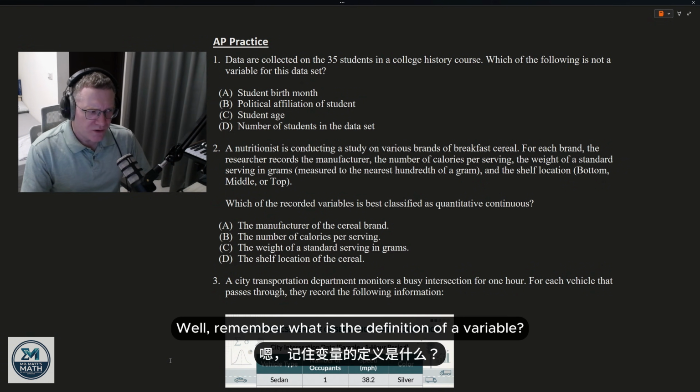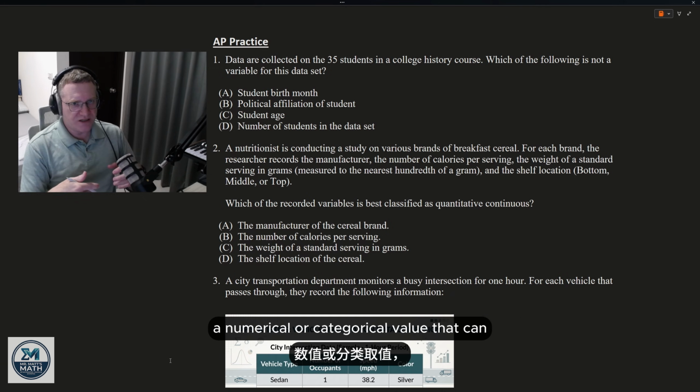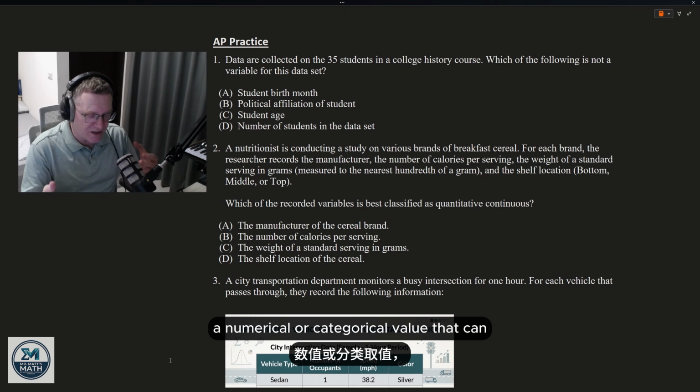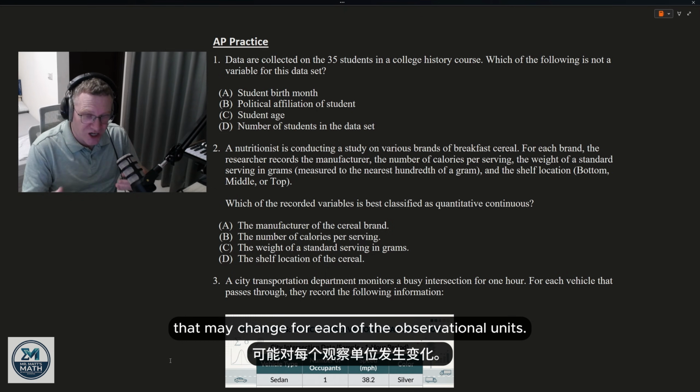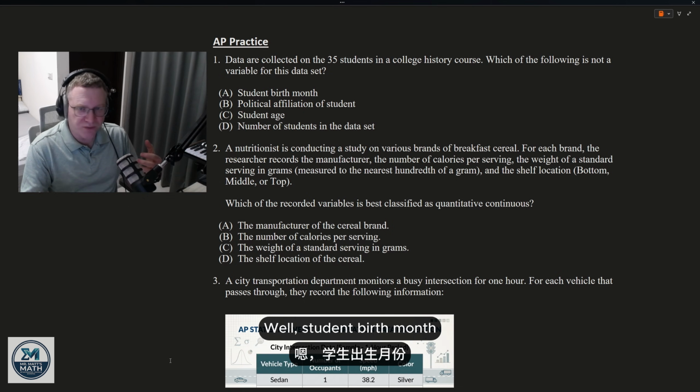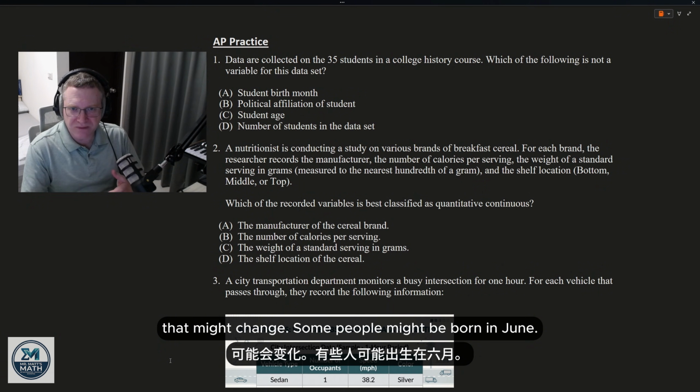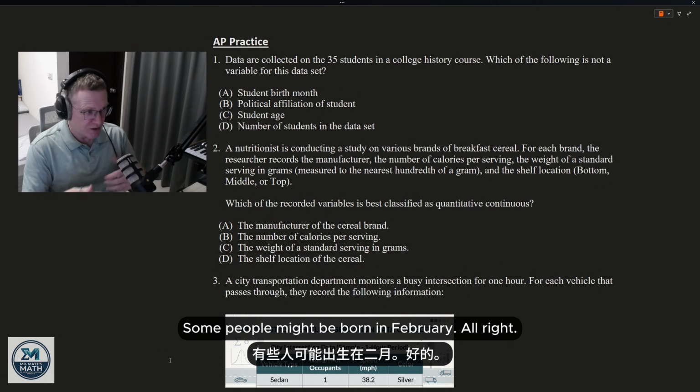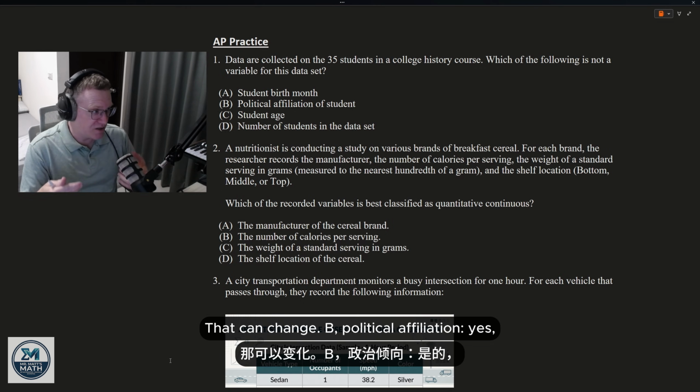Well, remember, what is the definition of a variable? It is a numerical or categorical value that may change for each of the observational units. Well, student birth month, that might change. Some people might be born in June. Some people might be born in February. All right, that can change.